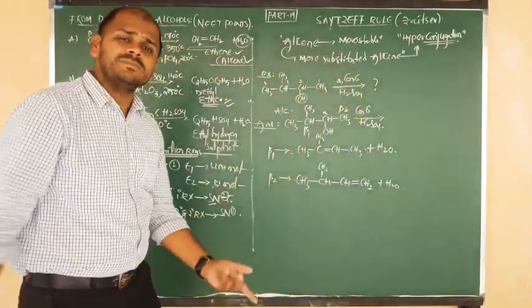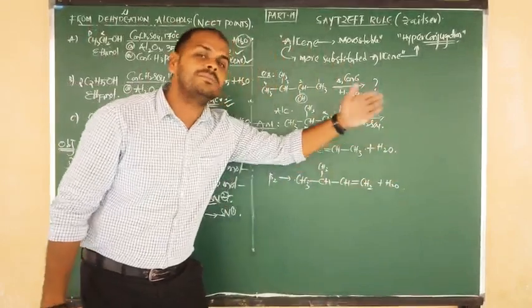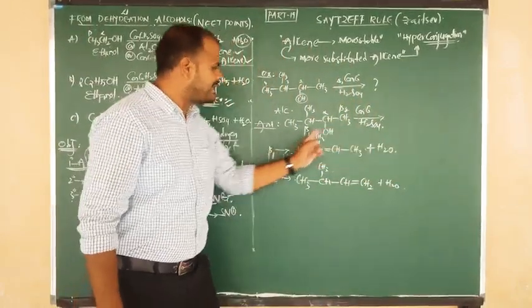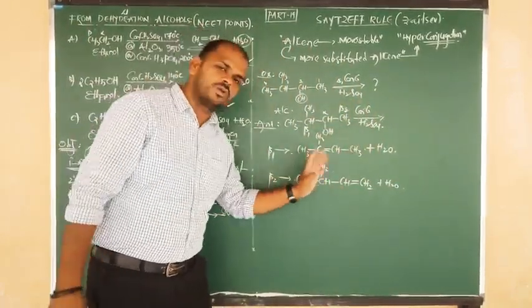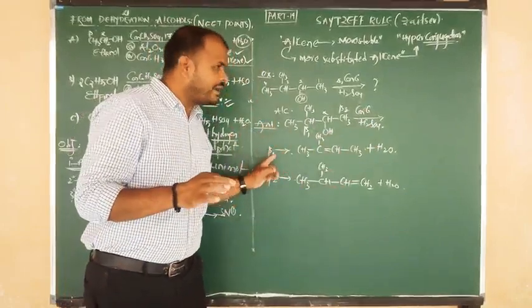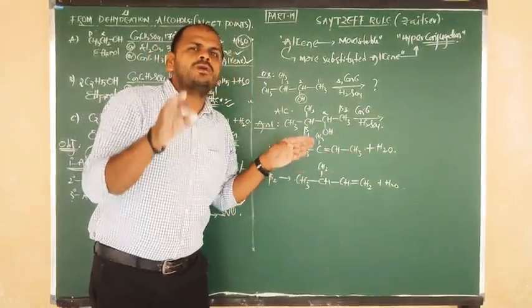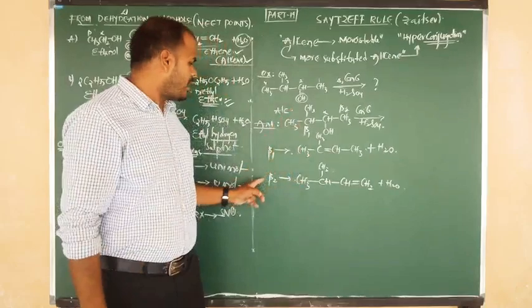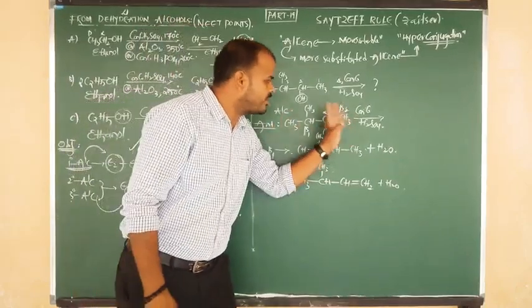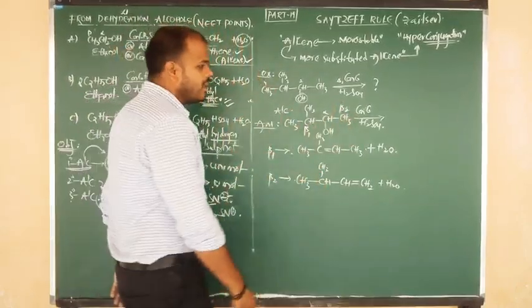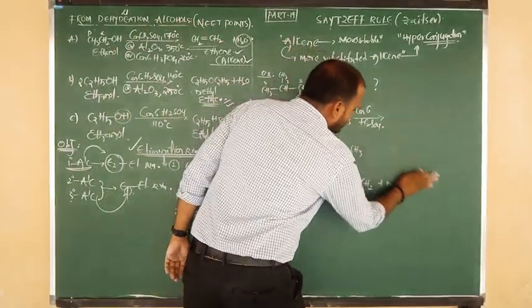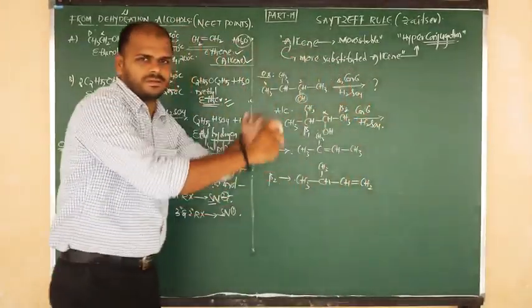In both processes, what are we doing? Dehydration. Nothing but we are doing elimination. This is the beta 1 elimination product. This is beta 2 elimination. Okay now, beta 1 elimination means hydrogen removed from the beta 1 carbon. Beta 2 means hydrogen removed from the beta 2 carbon. Okay now, right. So both are nothing but dehydration procedures. Good, beta.